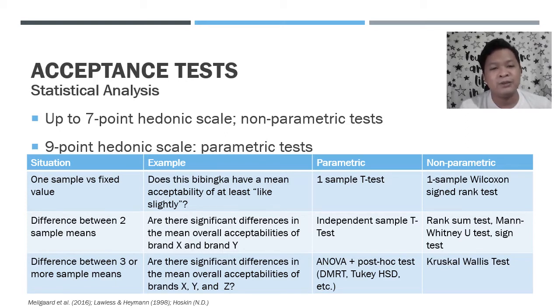Okay? So the type of test would depend on whether you are using single sample, two sample, or multiple samples, no? So meron namang mga counterpart yan, no? So for the 9-point hedonic scale, you have your t-tests and your ANOVA, and for the 7-point hedonic scale and below, you have your non-parametric counterparts.